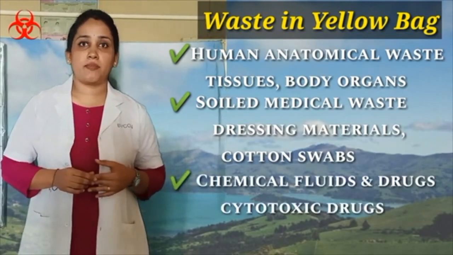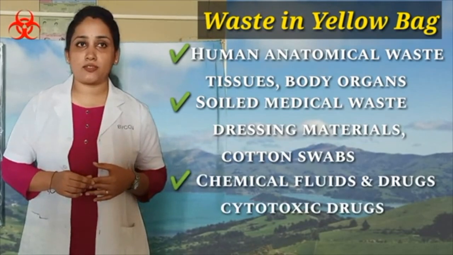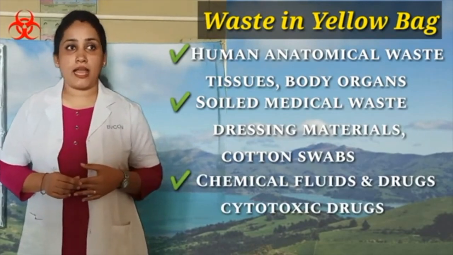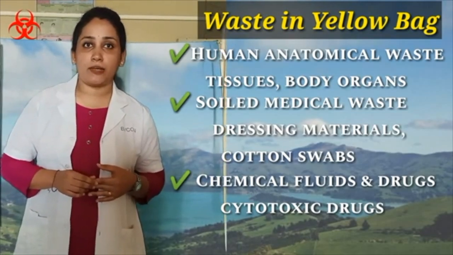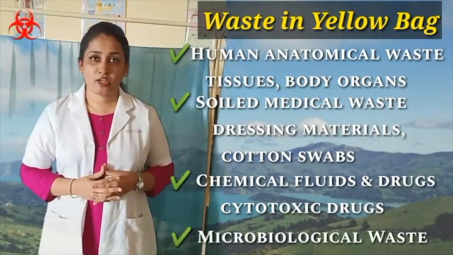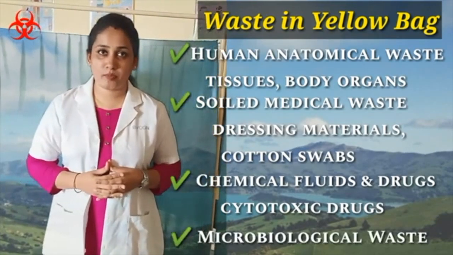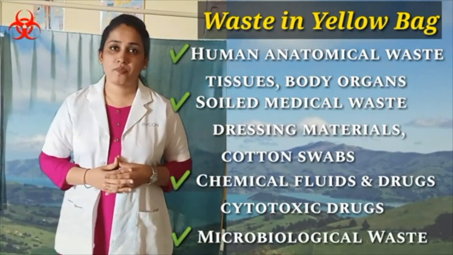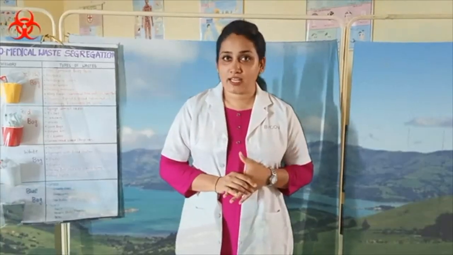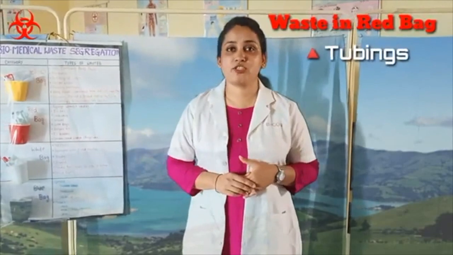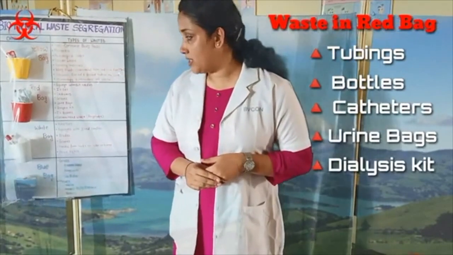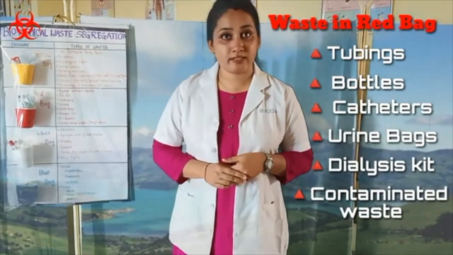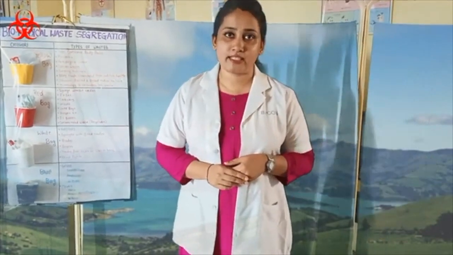Chemical waste, then chemical drugs, especially cytotoxic drugs. Examples are antibiotics and other cytotoxic drugs in contact with vials or ampoules, which can be put directly into the yellow bag. Microbiological content like live or attenuated vaccine can be put into the yellow bag, and also microbiological cultures. When it comes to the red category, which includes tubings, bottles, catheters, urine bags, dialysis kits, IV bottles, contaminated waste which can be recycled, it goes to the red category.